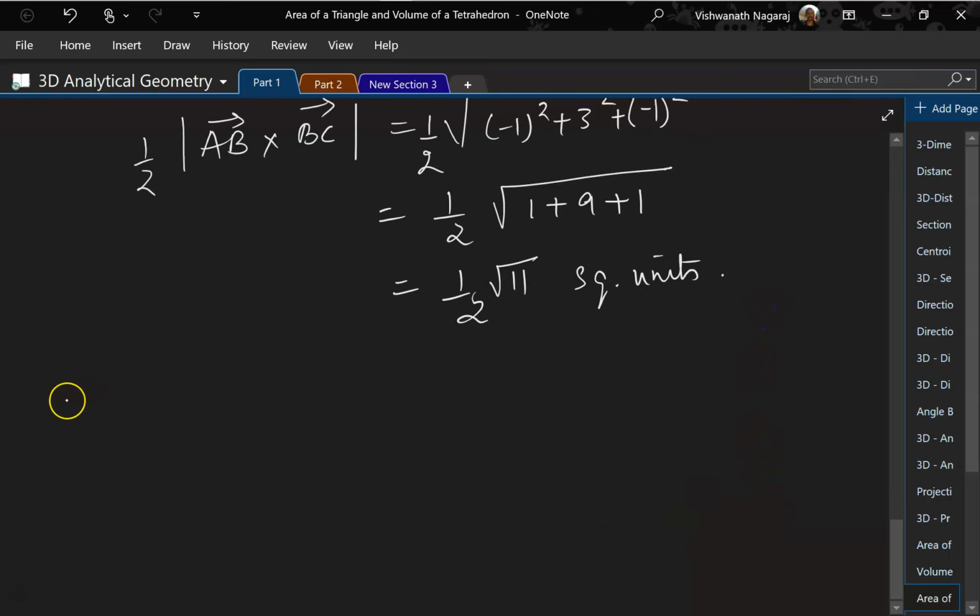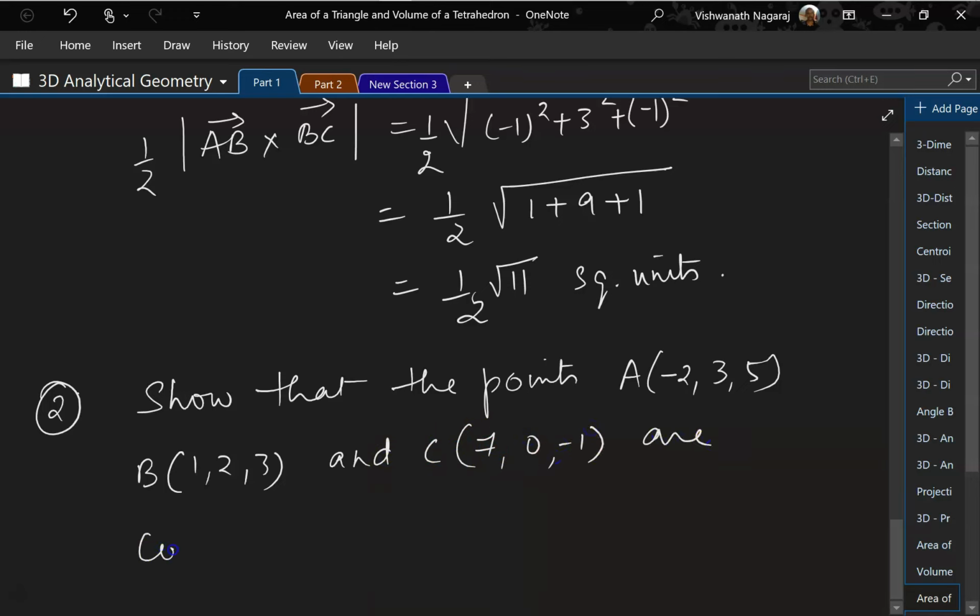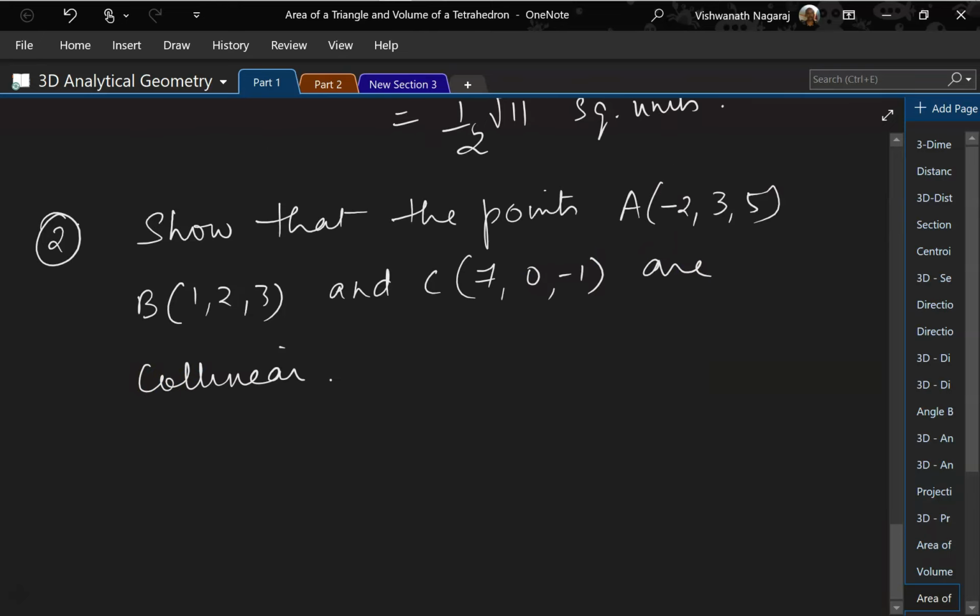Okay, now let's do a slightly different type of problem. Show that the points A (-2, 3, 5), B (1, 2, 3), and C (7, 0, -1) are collinear. Yes. Now, when will they be collinear? See, two points will always be collinear, right?